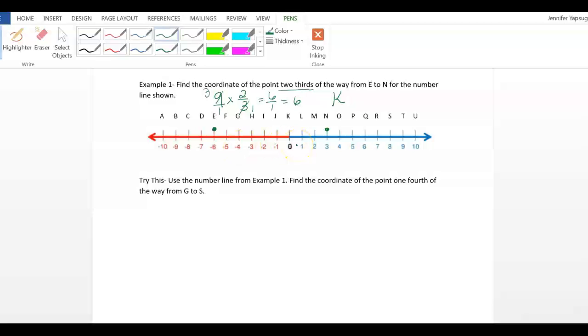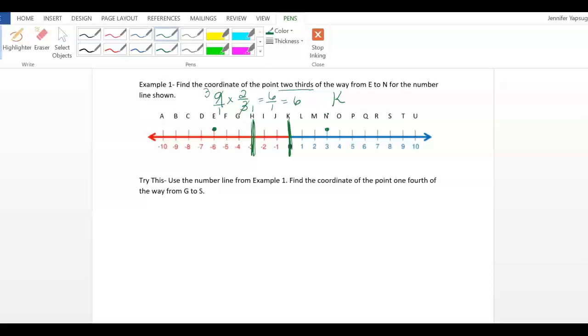The other way you could do that is you could cut your number line from E to N into thirds, because we're looking for 2/3. So since I know there are 9 spaces, I could cut this in thirds. So if I put a line here and then I cut another line here, now it's broken up into 3 different sections. So this would be 1 section, 2 sections, 3 sections, and I'm looking for 2/3. So this would be 1/3 and then 2/3, and look where I land. I'm at O and K, which is the same answer I got. You could do it 2 different ways.